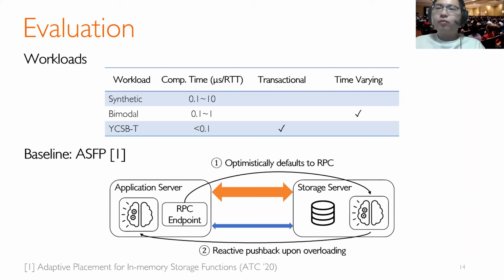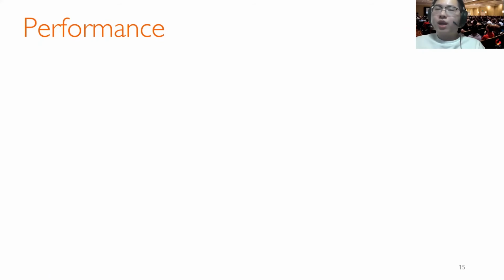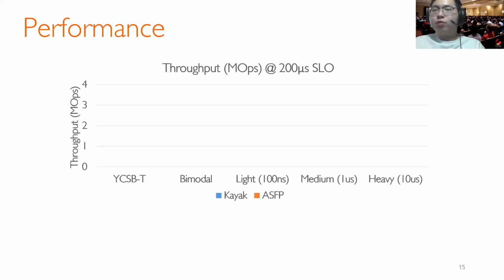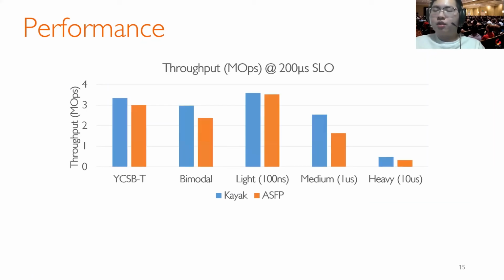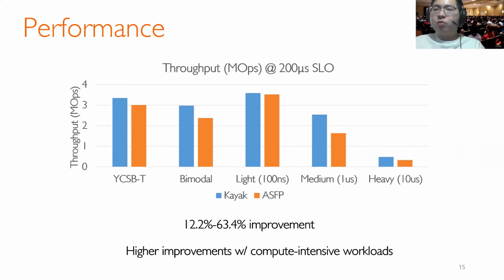And so in the performance comparison, we measured the maximum achievable throughput at a specific latency target, and we compare our system with the state of the art, and we outperform our baseline in all workloads. And the overall improvement is 12% to 60%. And we also observe that we have higher improvements with compute-intensive workloads.